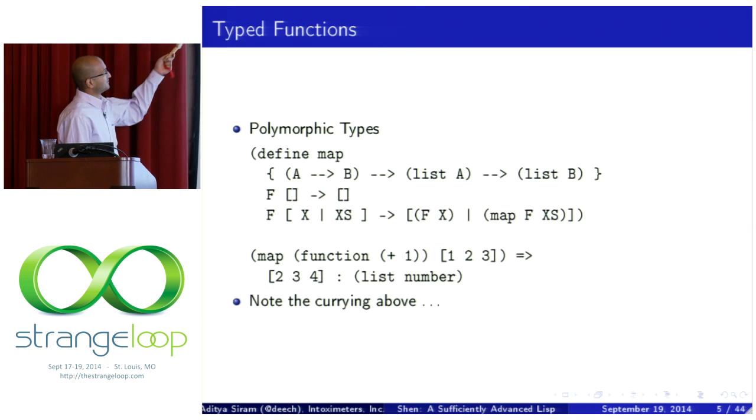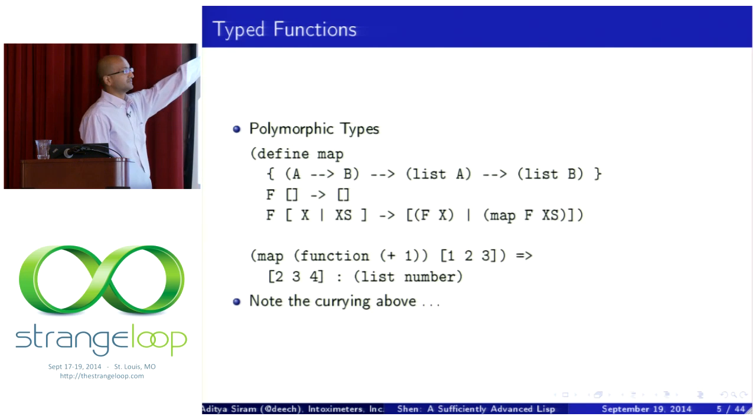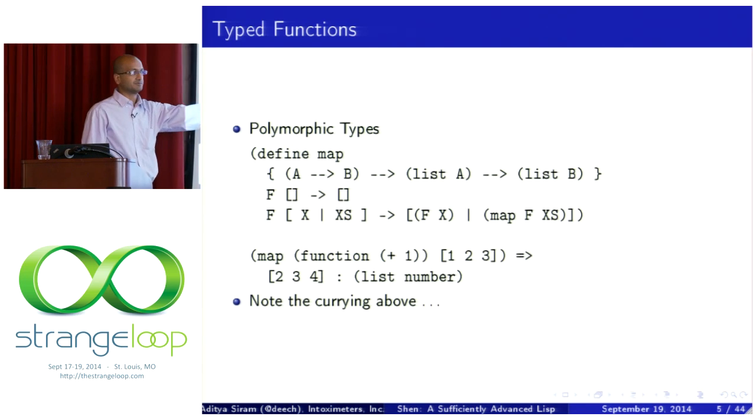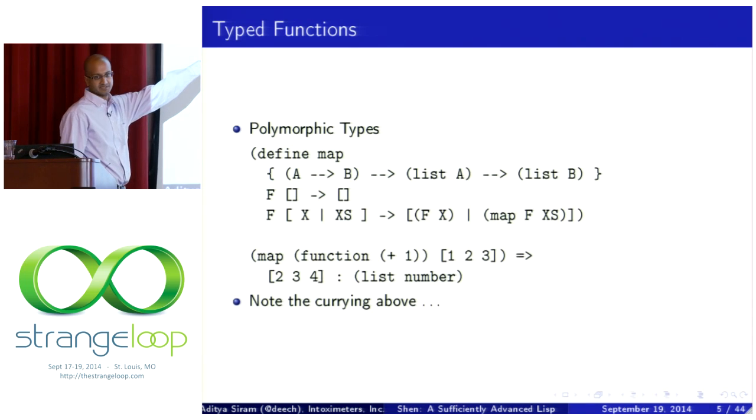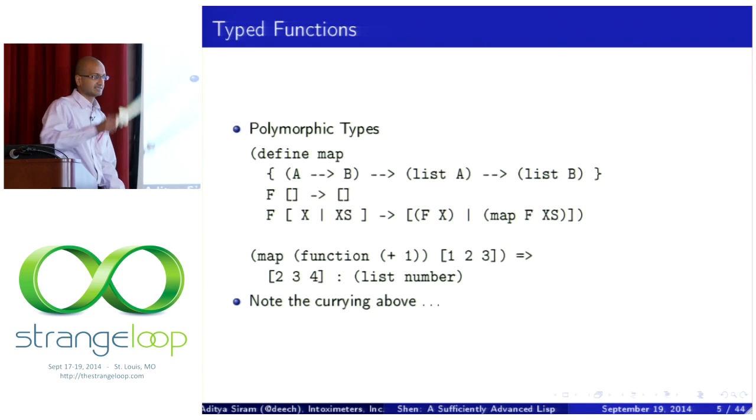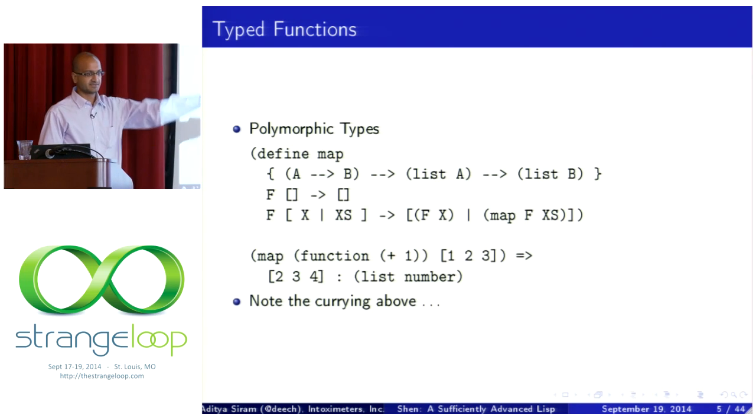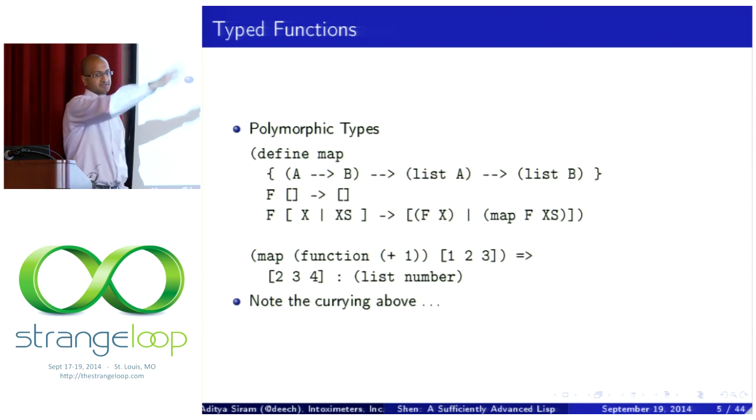But Shen also supports polymorphic types, as in the standard definition of map. So map is a function that takes some A to some B, a list of A's, and outputs a list of B's. In the first case, if the list is empty, it just outputs the empty list. In the second case, it pattern matches against the head of the list, and the bar actually pattern matches against the rest of the list. So XS is pattern matched against the rest of the list. You apply F to the head of the list, and then you recurse on the rest of the list.